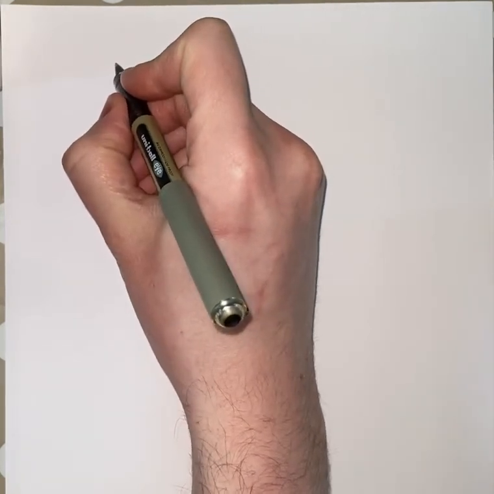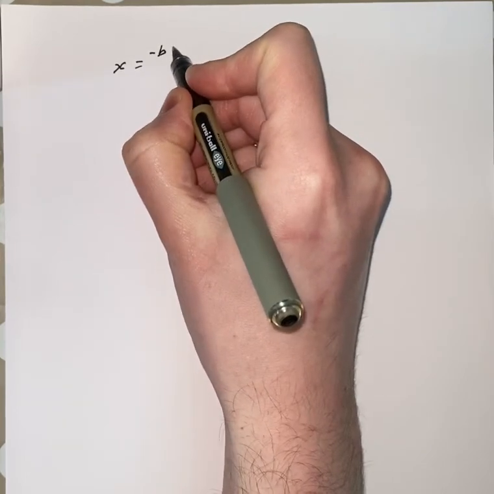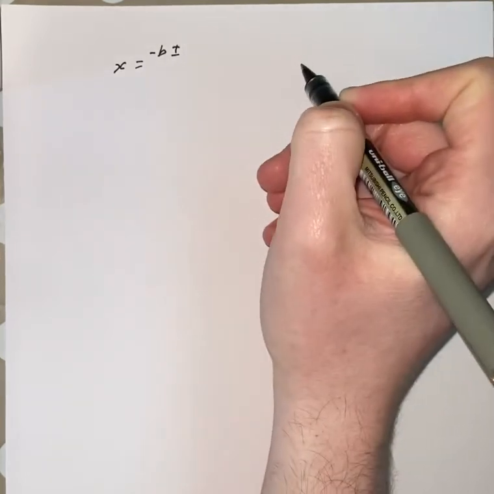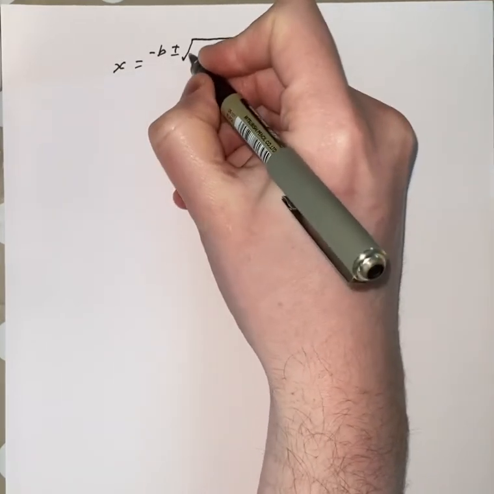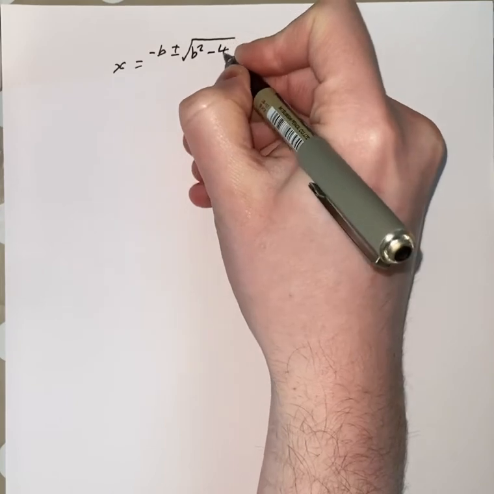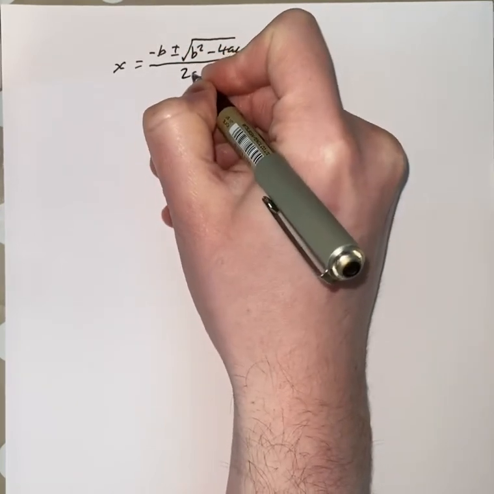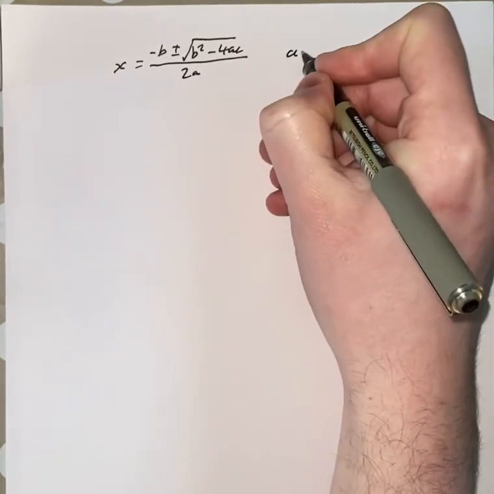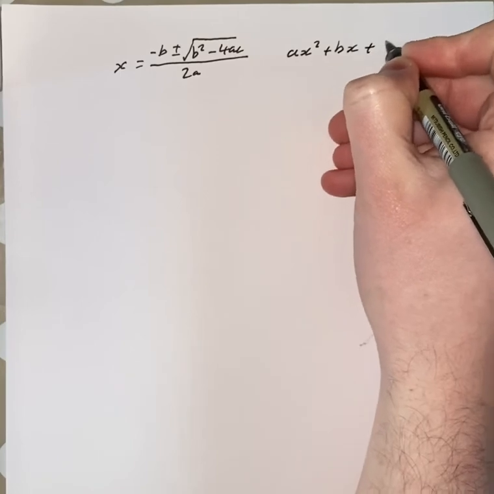So x equals negative b plus and minus, I'll come to that in a wee second, the square root of b squared minus 4ac all over 2a, and that is assuming that we have ax squared plus bx plus c.